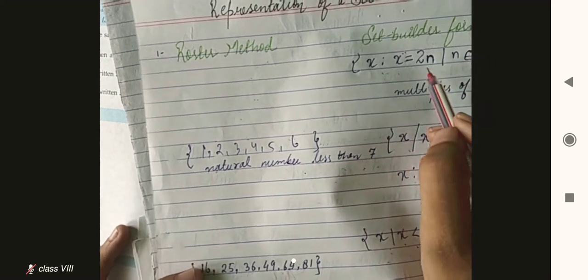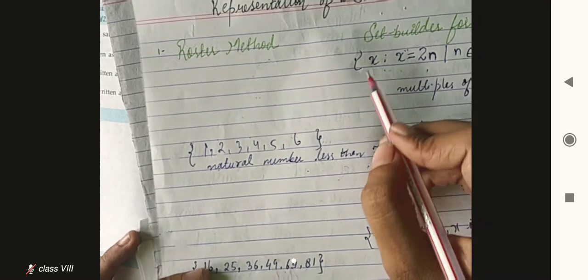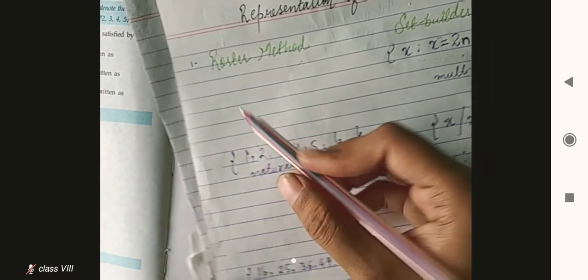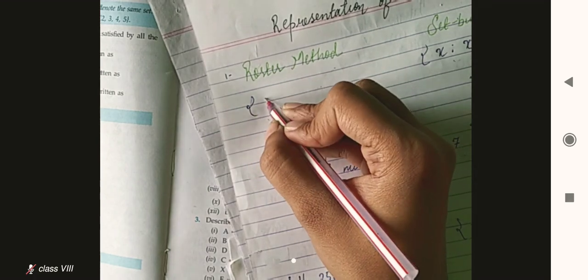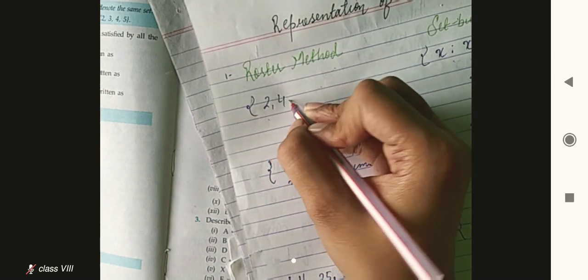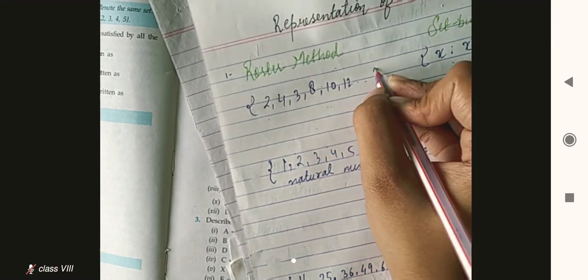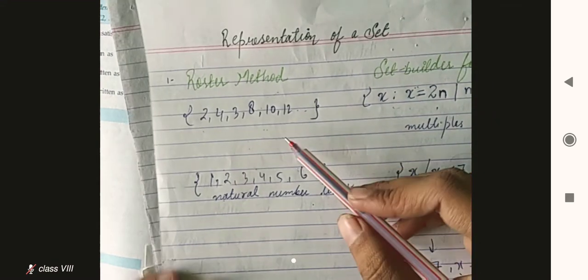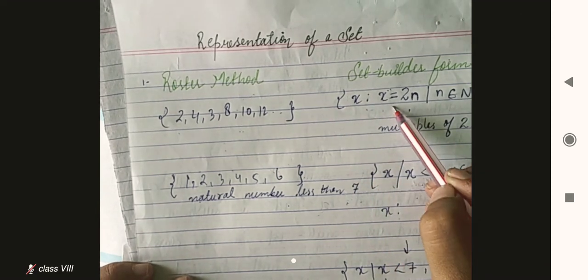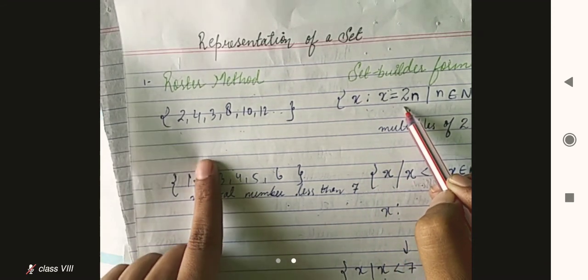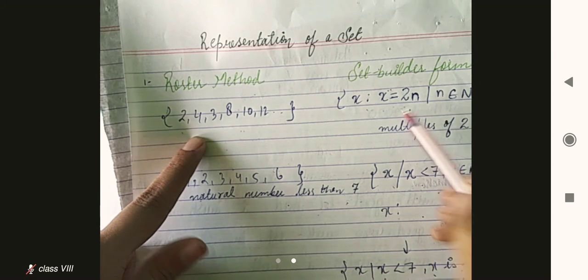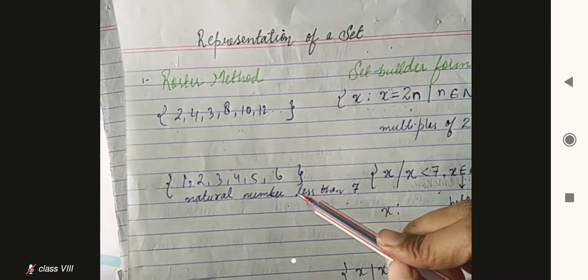Whatever result of this set builder comes, that will be included in the roster method. That is 2 1s are 2, 2 2s are 4, 2 3s are 6, 2 4s are 8, 2 5s are 10, 2 6s are 12, and so on, because a limit is not given. So this is the set builder form, that x is equal to 2n, a multiple of 2, and this is the roster method. I hope this concept is clear, roster method and set builder form.